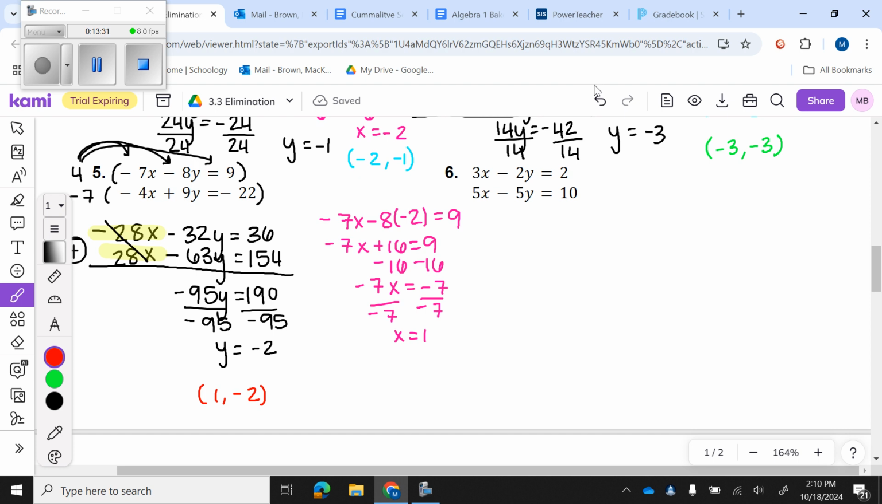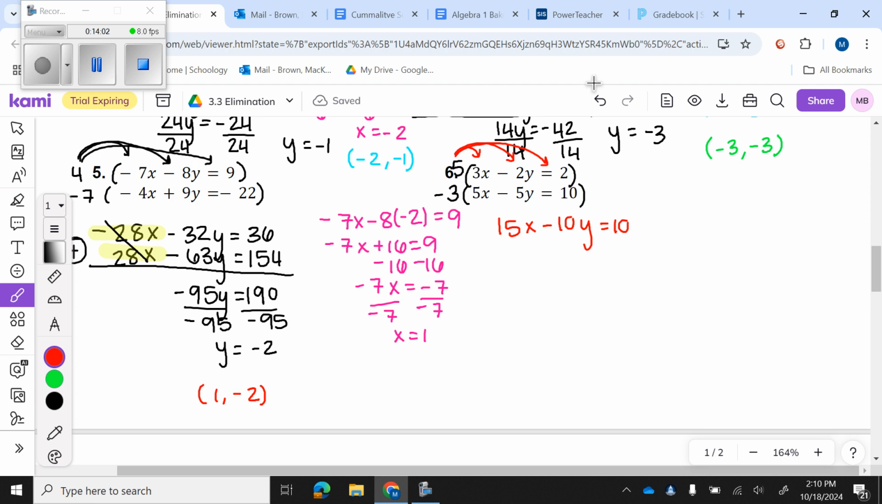All right, last one for today, number 6. I'm going to see if anything matches. Right now, nothing matches, so I'm going to have to force it to eliminate. I'm going to multiply my top equation by 5, because that'll give me a 15. And to make it match, I'm going to multiply my bottom equation by 3. But remember, I want them to match with opposite signs, so I'm going to make that 3 negative. When I distribute this 5 to everything in this top equation, you're going to have a 15x minus 10y equals 10.